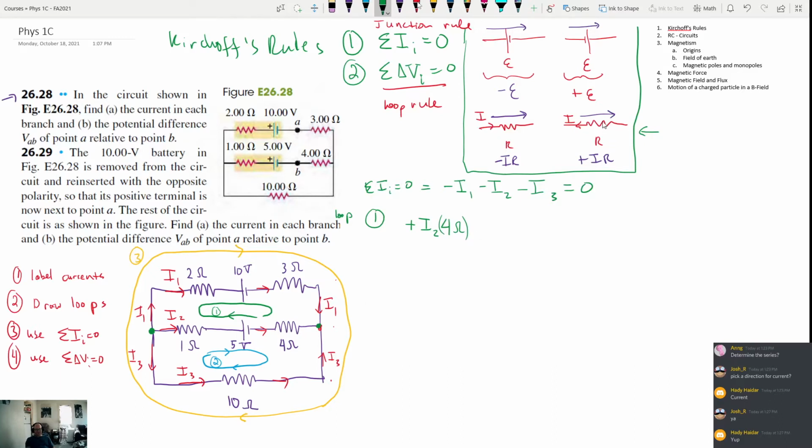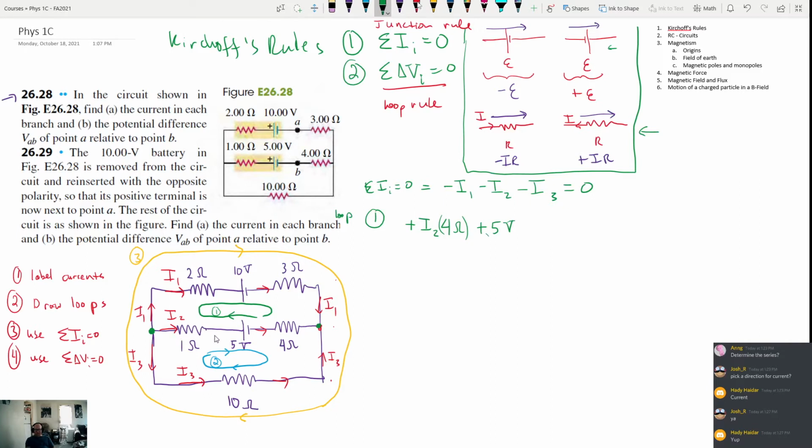Okay, positive because the direction of travel is to the left, while the current is back to the right. They're opposite, so we use a positive sign. We go to the battery right here. We're going from the negative side to the positive side, so that corresponds to this picture right here. So we're going to write positive 5 volts. That's the EMF.